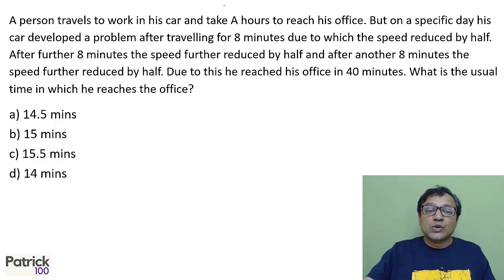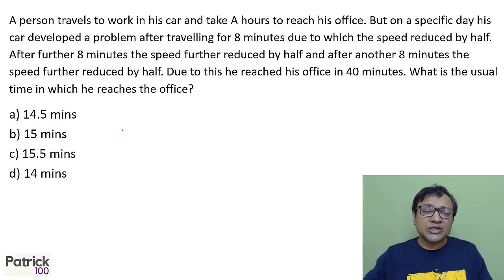A person travels to work in his car and takes 8 hours to reach the office. But on a specific day, his car developed a problem after traveling for 8 minutes, due to which his speed is reduced by half. Speed reduced by half means double the time. So initially it took 8 minutes. After further 8 minutes, he traveled 8 minutes but took double the time, so the normal time would be 4 minutes.